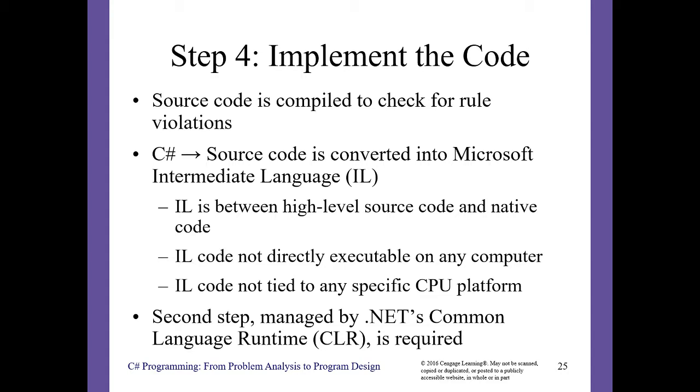When we're using Visual Studio and C Sharp, as we compile, our source code is going to be converted into an intermediate language. This intermediate language is between the high level and the native code. It's not really executable on any computer, and it's not tied to any specific platform, so it's kind of platform independent. Then the common language runtime is going to take that intermediate language code and interpret it to run it on the platform that we're using.